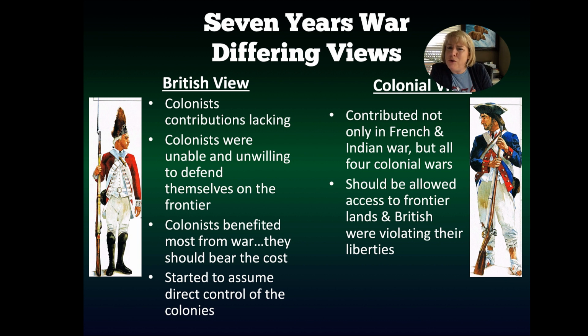The colonial view, though, was, oh, wait a minute, not only did we contribute in the French and Indian War, but we were also there in King William's War, and Queen Anne's War, and the other imperial wars. We've been here this whole time, and we've been contributing. Because we fought alongside you in this war, to the victor go the spoils. We should be able to go into those frontier lands that we won. And now England is starting to talk about keeping us out of those lands.